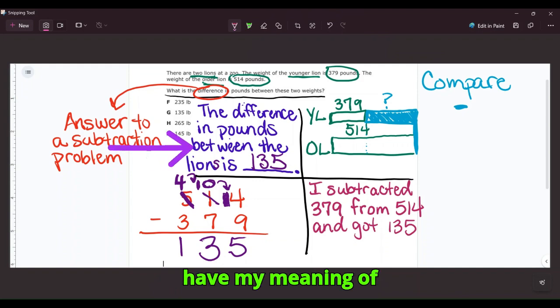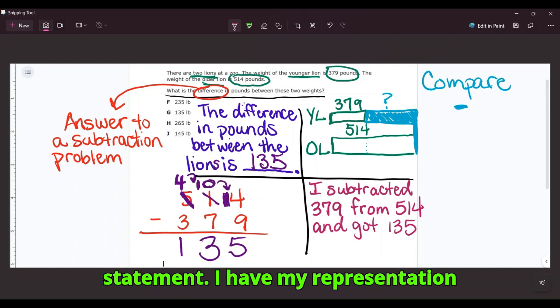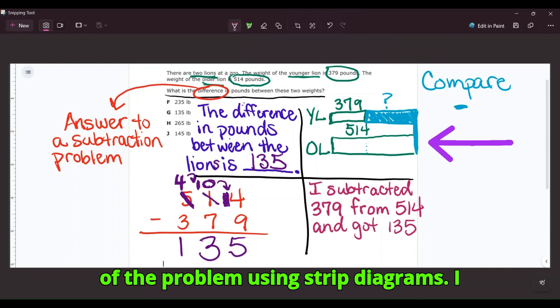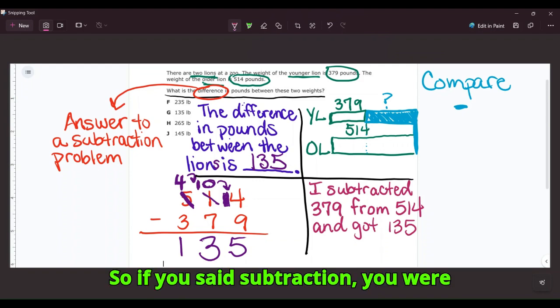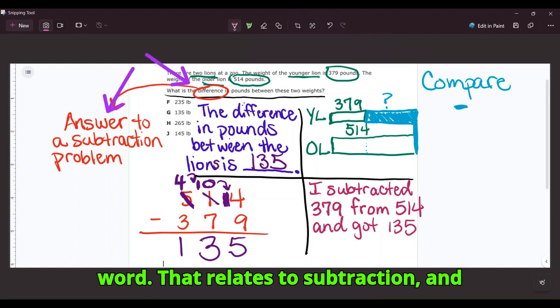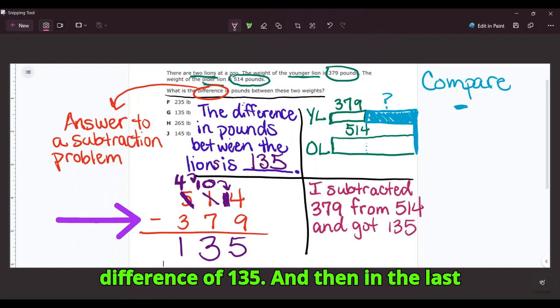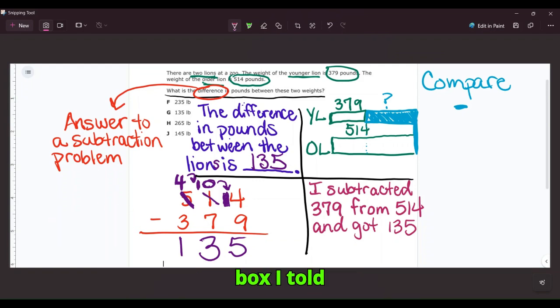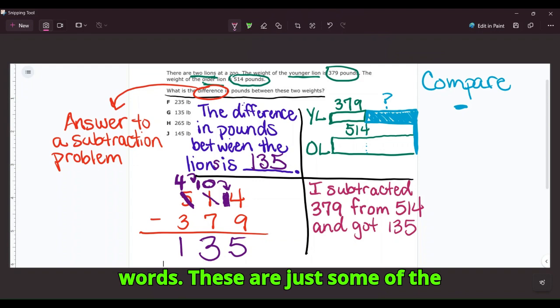I have my meaning of the question in my own words as a statement. I have my representation of the problem using strip diagrams. I use that strip diagram to figure out that this move was subtraction. So if you said subtraction, you were correct. I also show that this is subtraction using the vocabulary word that relates to subtraction, and that's difference. When I subtracted the two numbers, I got a difference of 135. And then in the last box, I told my math process using words.